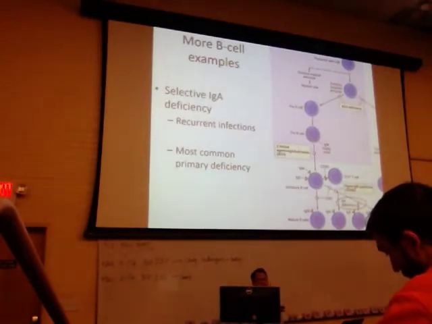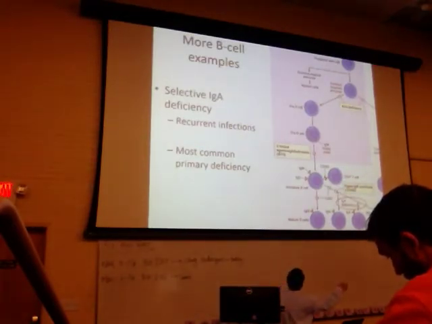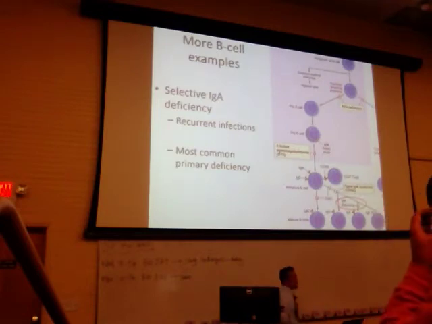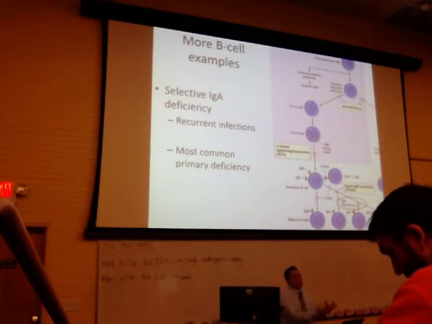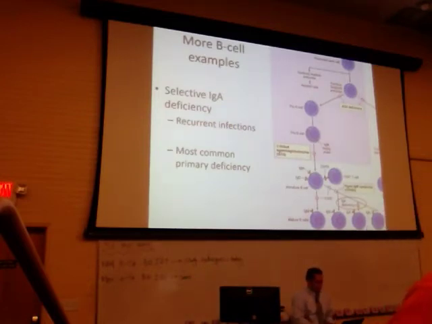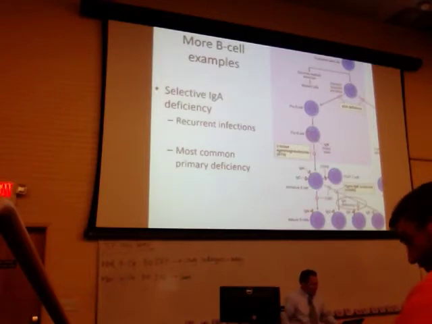Selective IgA deficiency. So this is further down on the chain, right here. So I kind of fit. I said I'd give you one of each. I'll give you two of these. The way I'm giving you this one is because this is actually an IgA deficiency. This is the most common primary deficiency that we see.